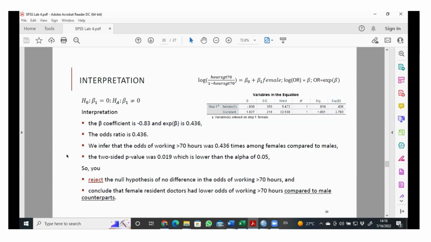Can you see where the interpretation comes in, right? Because we use males as our reference value or our comparison value, so whatever we get is compared to the males. If we had chosen females as our reference value, then the numbers here would have been different, and whatever we got there would have been among males compared to females. Is that clear?